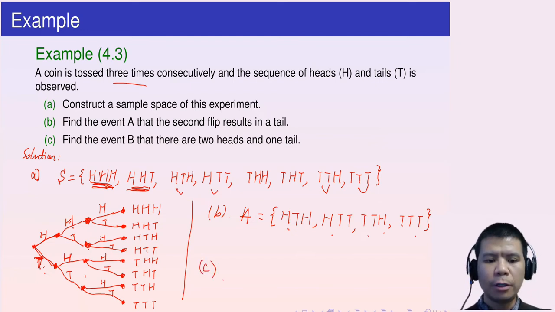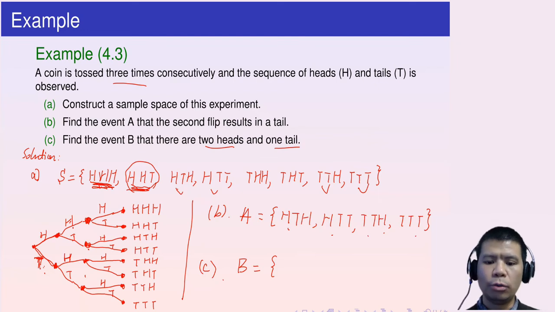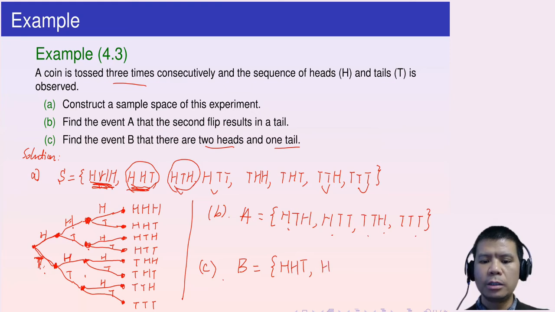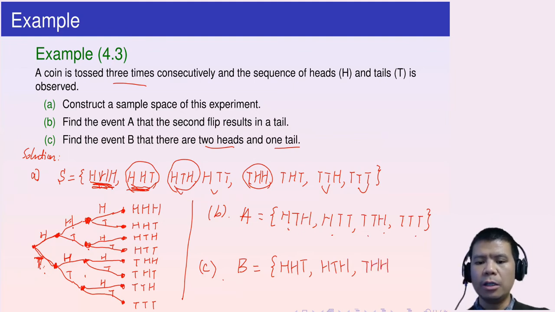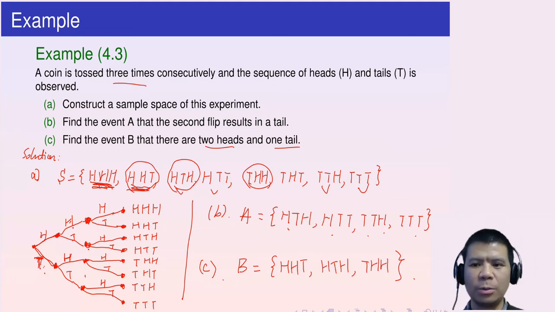Now part C, event B is there are two heads and one tail. Two heads, one tail. Well, this is not good because there are three heads, right? This is good. All right, so head, head, tail, two heads, one tail. And also this is good, right? Head, tail, head. And this is not good, this is good. Tail, head, head, right? And everything else is not good. So B is this event, right? Two heads and one tail. Okay, very good. Now here we have the sample space and also the events.